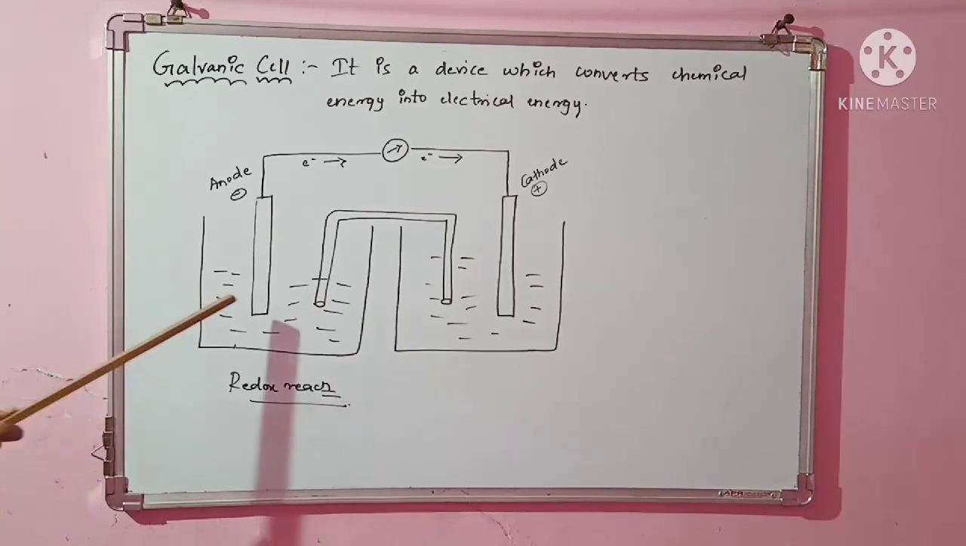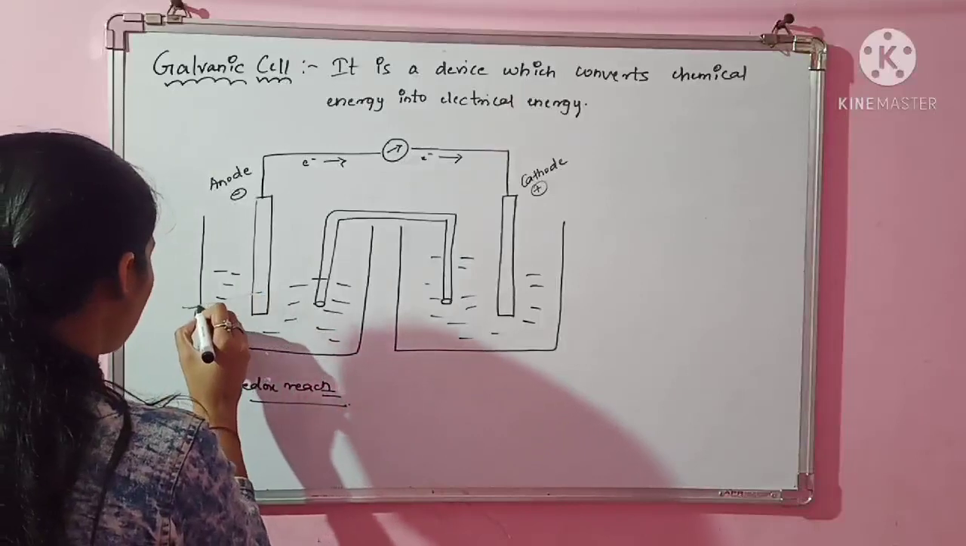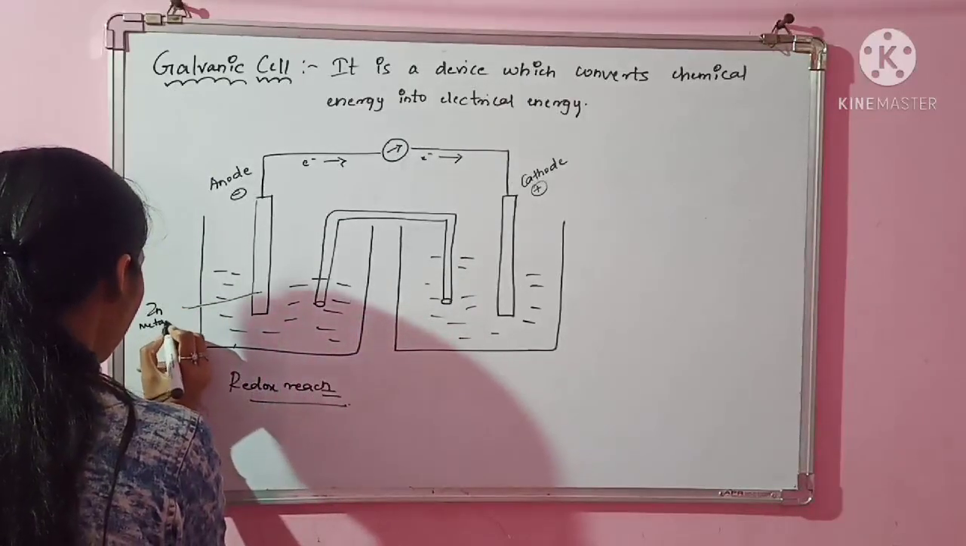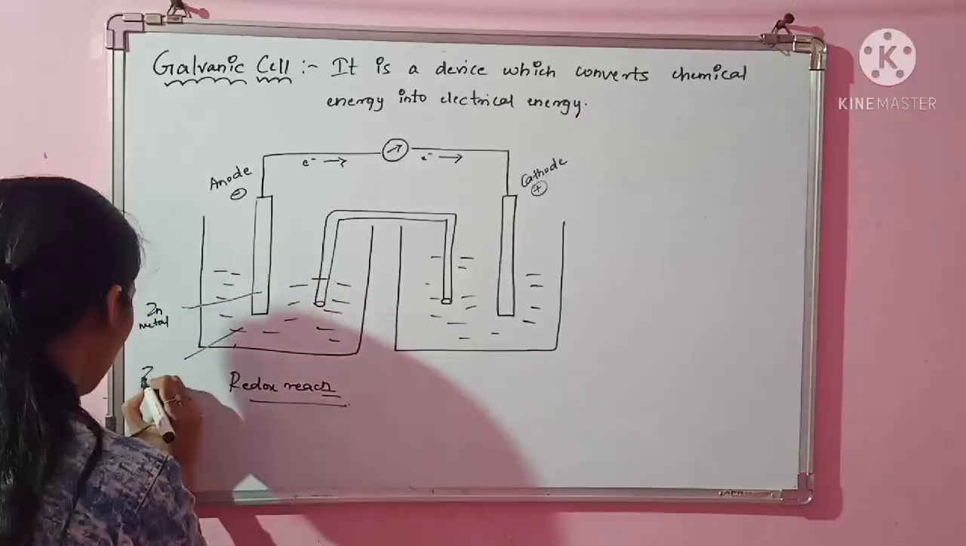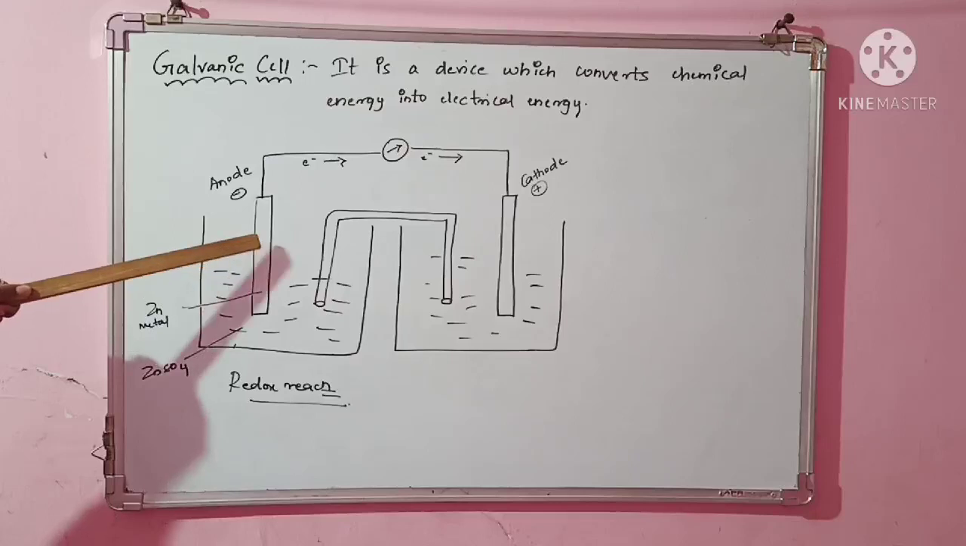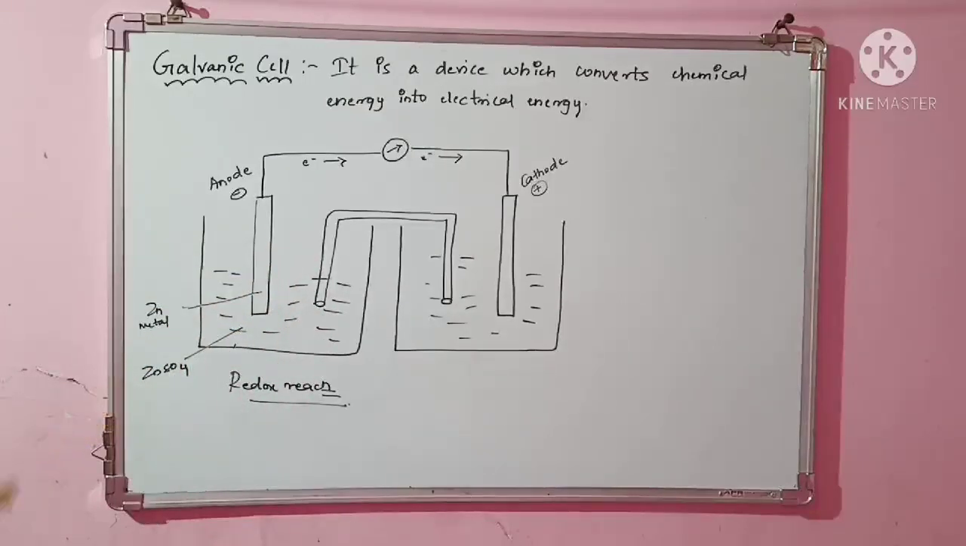Here you can see two electrodes, and those two electrodes are made up of metals. One is the zinc metal I have taken. It is made up of zinc metal, and it should be dipped in the solution of its own ions, that is zinc sulfate. We take the zinc metal dipped in the solution of zinc sulfate.